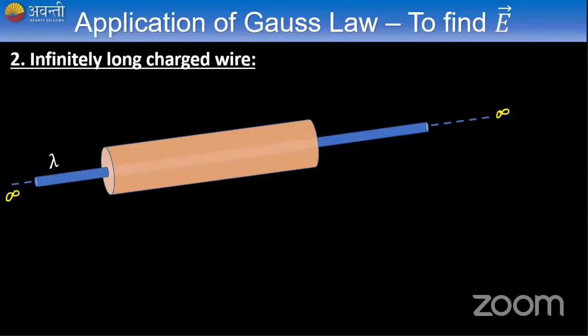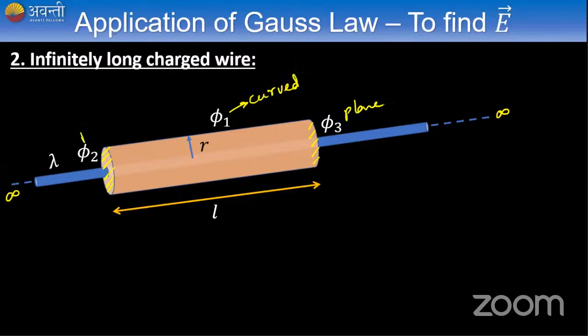If the length of this cylinder is L, and I consider its radius as R, then I have 3 surfaces. All the 3 surfaces will have 3 fluxes, that is phi 1, phi 2, and phi 3. So I have 2 plane surfaces, which are phi 2 and phi 3, and I have one curved surface. Phi 1 is my curved surface, and phi 2 and phi 3 give the flux through the plane surfaces.